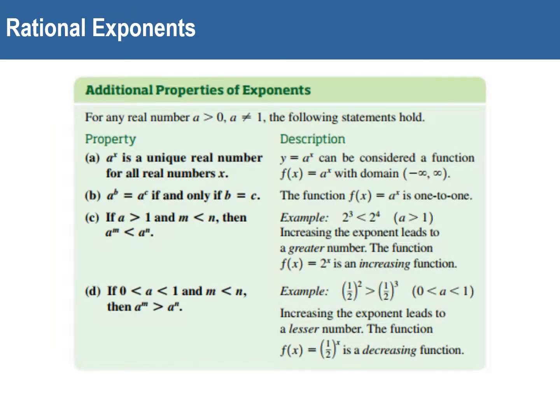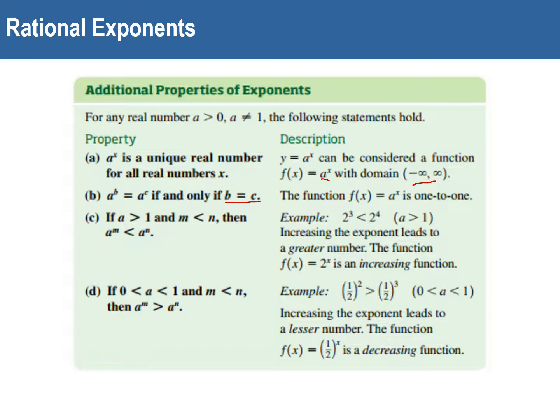Let's talk about rational exponents. For any real number a greater than 0, such that a doesn't equal 1, a to the x is a unique real number. And we write y equals a to the x as a function with domain negative infinity to positive infinity. If a to the b is equal to a to the c, then b is equal to c.